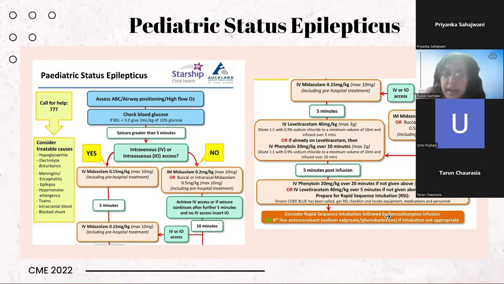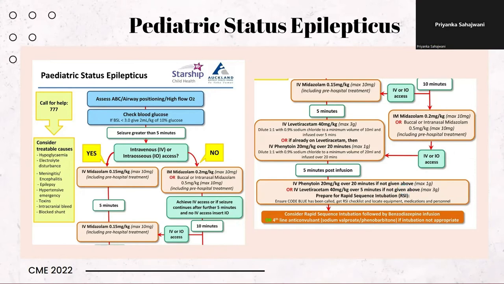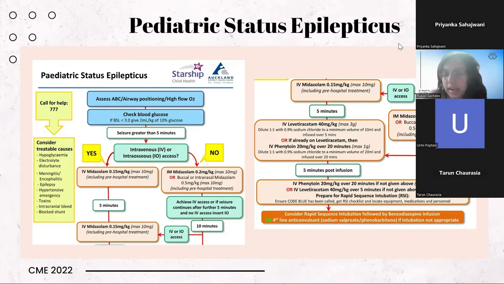Okay, so once you've given midaz, the next thing you can do is achieve IV access, or if you have no IV access, you wait. If after 5 minutes the patient is still seizing, then you can repeat your midaz. You can give another round of midazolam again at 0.15 milligram per kg. Then again, you wait for 5 minutes. If the patient is still seizing, you move up the ladder to IV levetiracetam, 40 milligram per kg. Or if the patient was already on levetiracetam, then you give phenytoin. So you have 2 options, levetiracetam or phenytoin.